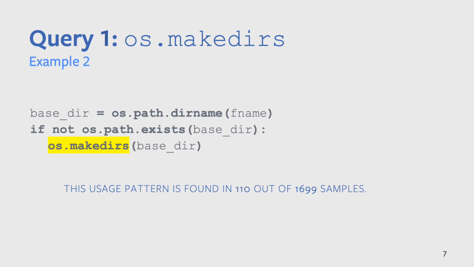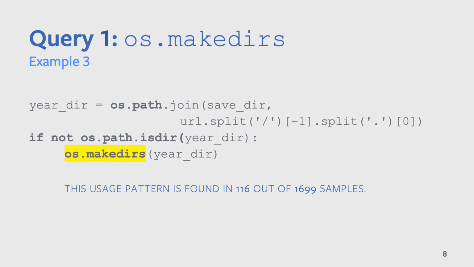The second example shows an alternate idiom where os.path.dirname is called instead of os.path.join. And the third example calls os.path.isdir instead of os.path.exists.